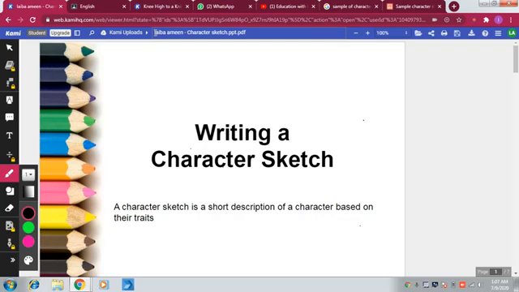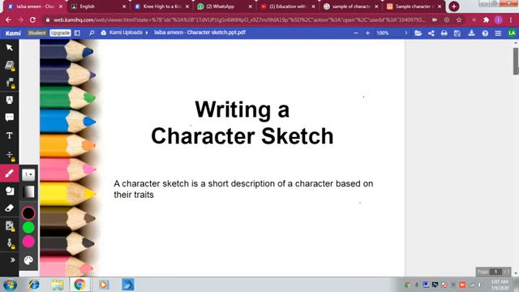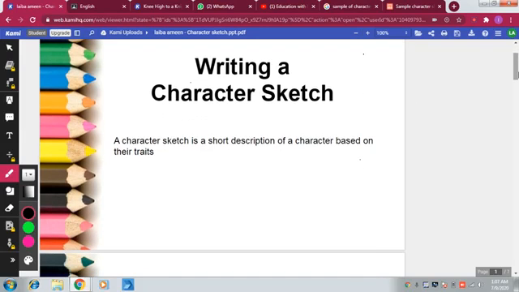So today we'll learn about character sketch, how to write a character sketch. First of all, can you tell what is a character sketch? A character sketch is a short description of a character based on their traits.